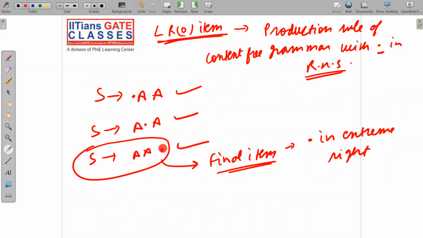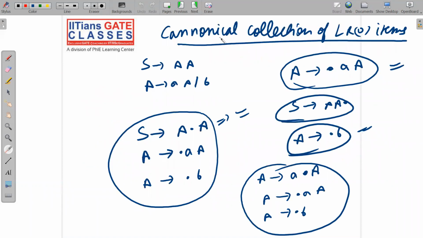Why are we calling it a final item? Because the dot in the extreme right means aa has been read. Since aa has been read, we can reduce it to the LHS, that is S. That's why we call it a final item. So the dot is in the extreme right. Note it down.